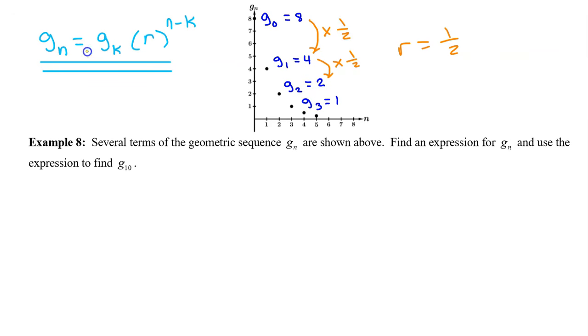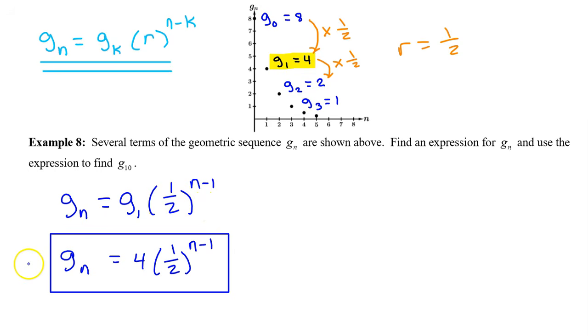This is the model for a geometric sequence, and now we know that R is 1/2. We can just pick any one of these terms and plug it into the formula to find an expression for Gn. I'm going to use G1 equals 4, but any of these would work. So Gn will equal G1 times the common ratio of 1/2 to the n minus k power. In this case, that's going to be n minus 1. Substituting 4 for G1, we have this expression for Gn.